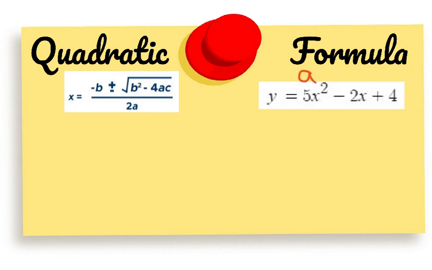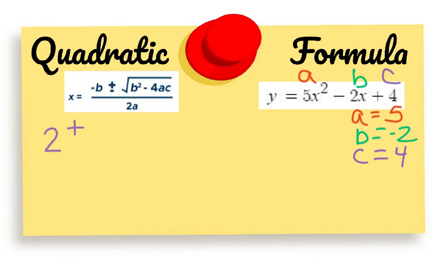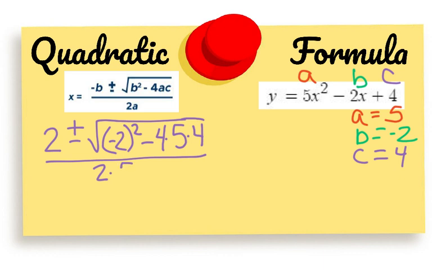Identify your A, B, and C first. So our A here is 5. Our B is going to be negative 2. And our C here is going to be positive 4. So let's go ahead and plug these numbers into our quadratic formula. The opposite of B is 2 plus or minus the square root of. We have negative 2 squared. I'm putting it in parentheses. Minus 4 times A, which is 5, times C, which is 4, all divided by 2 times 5.